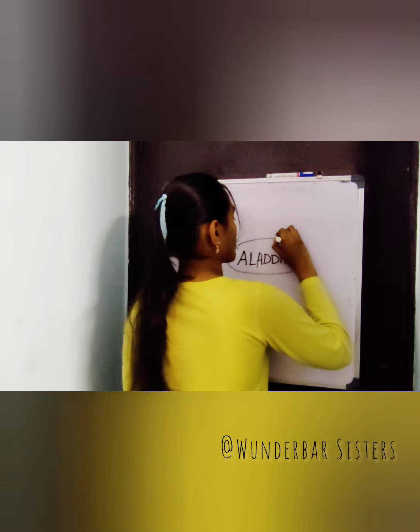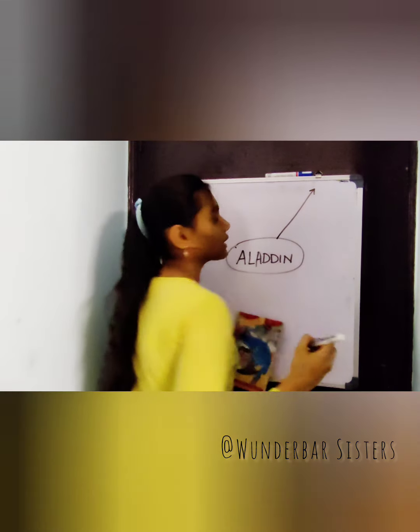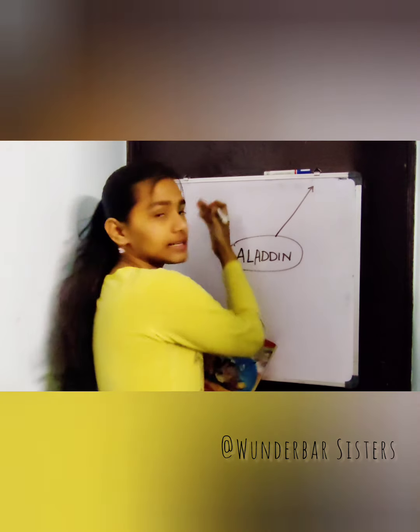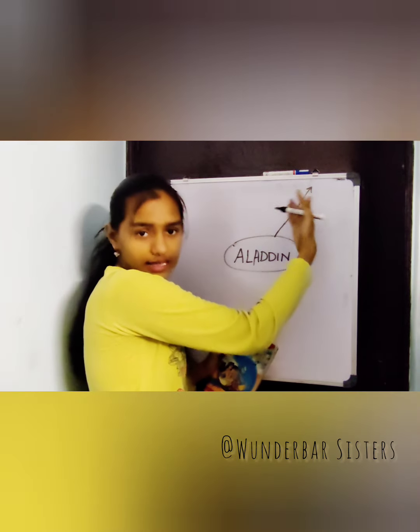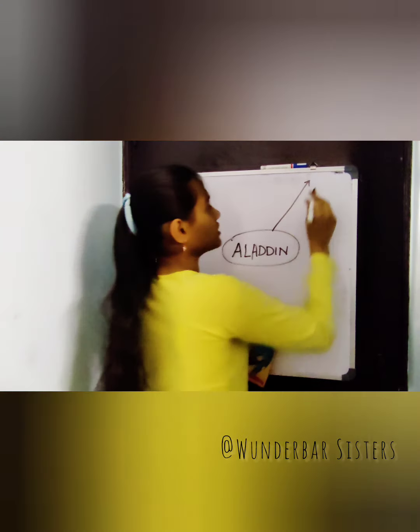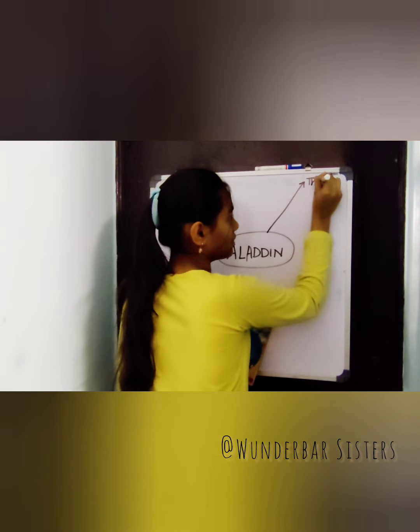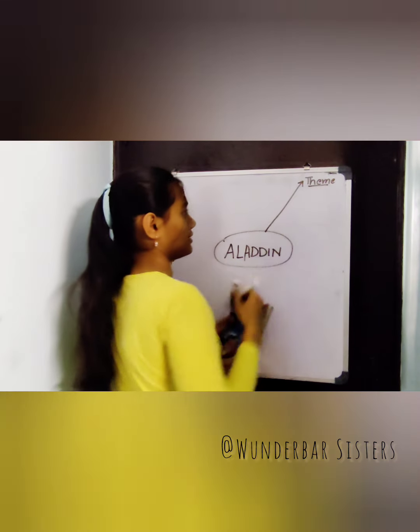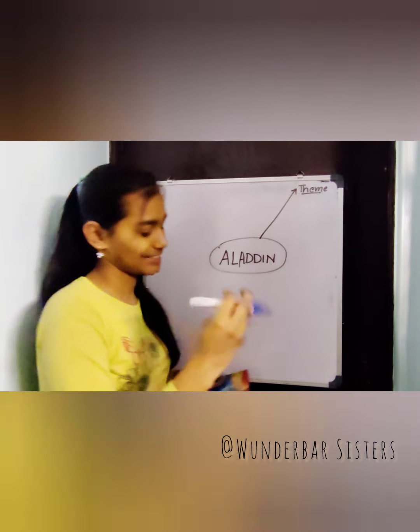Then I'm going to make arrows for all the various topics that I'm going to cover under this. You can also write it as points, but as I said, I'm going to make a flow chart out of it, so I'm making arrows. First, I'm going to write the theme of the story. Let me change my marker to show the difference.